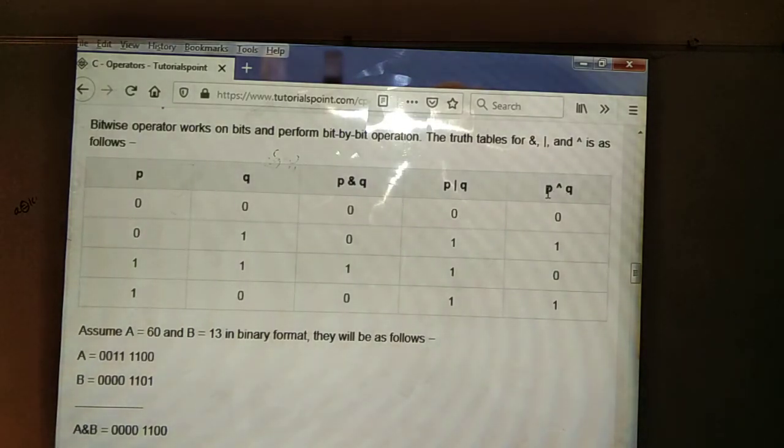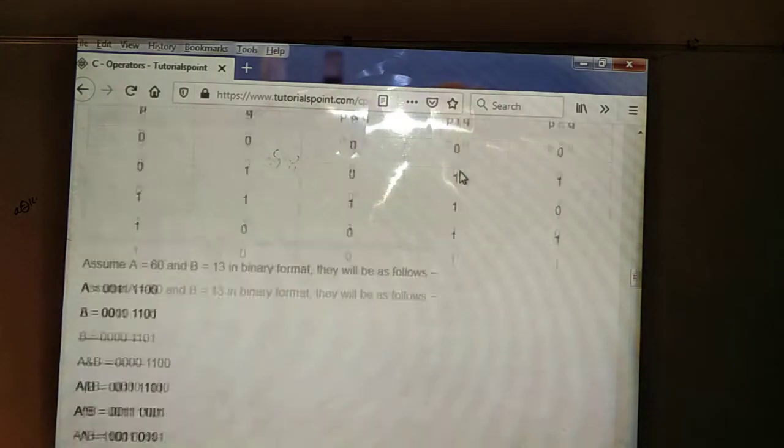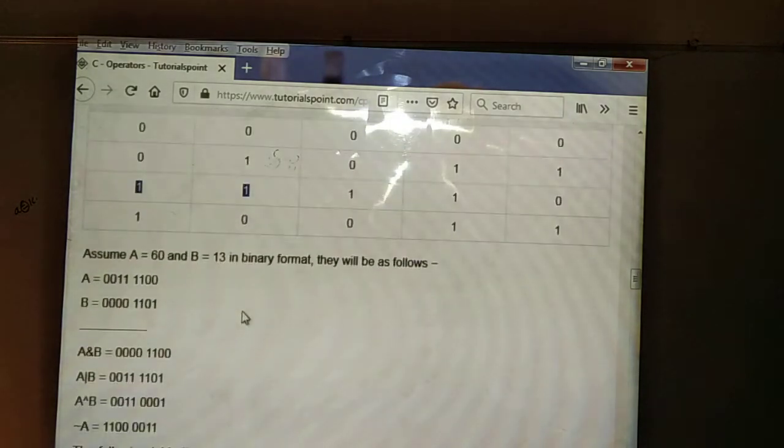Next, what is the P XOR Q operator? What is the meaning here? If any one operand is true, you will get true. If both the operands are true or both are false, you will get false only. That is the meaning here. Means any one operand true, here we are going to be getting the true value. Here both the operands are false, and here both the operands are true, means you will get false only. That is the meaning here.